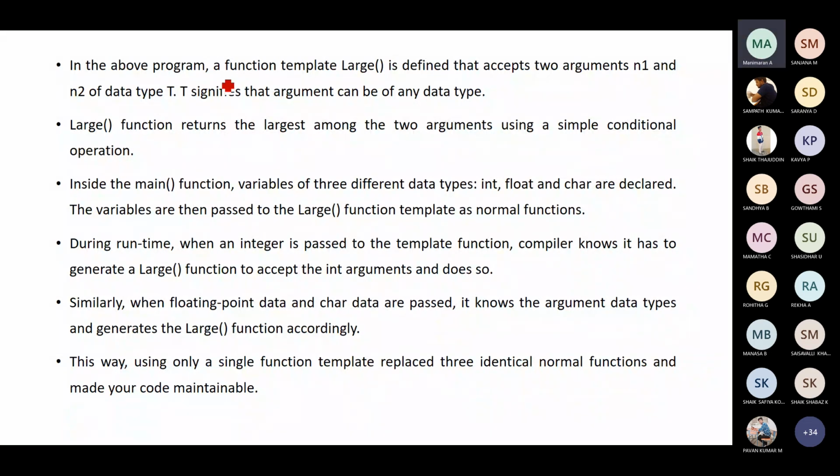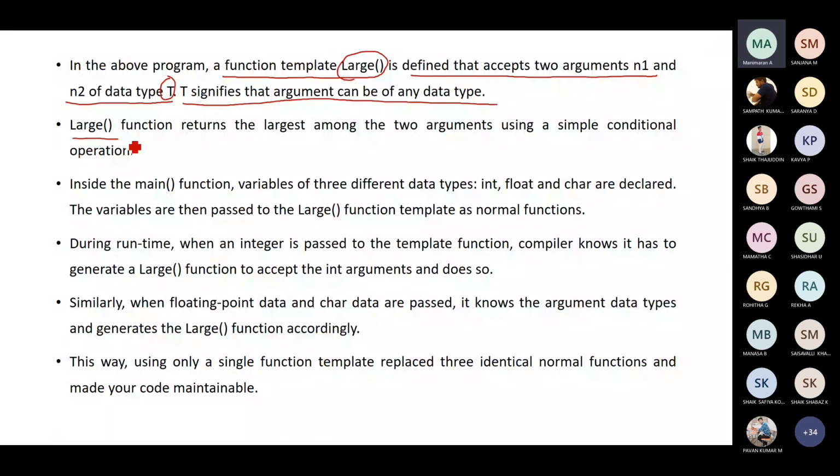So what function are we using? The function is large. Large is our function name. That is defined to accept two arguments. One is n1, n2 of data type T. So T signifies that the argument can be any data type. So first the T is integer, and then float, and then character in our example program.